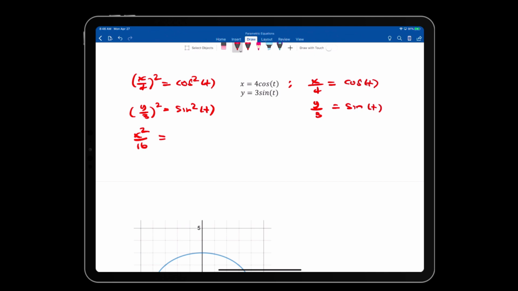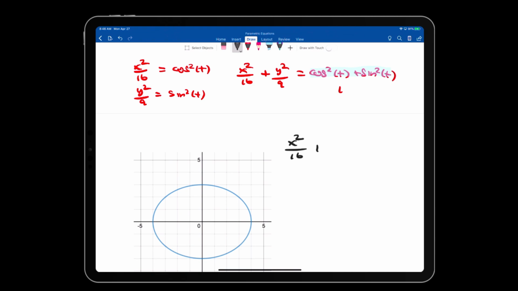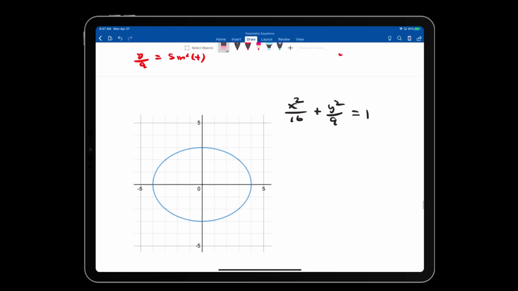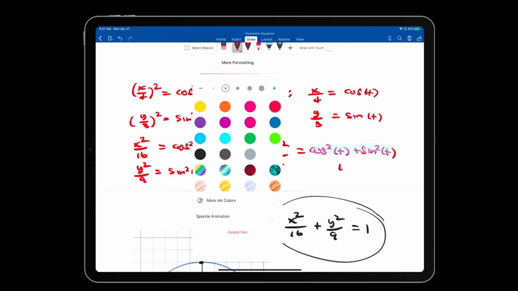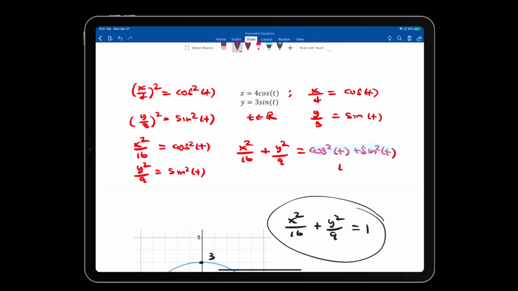You get x squared over 16 will be cosine squared t, and you'll get y squared over 9 is sine squared t. So that when you add these, x squared over 16 plus y squared over 9, you get cosine squared plus sine squared, and you know what identity to use here, and this is 1. So sure enough, we have x squared over 16 plus y squared over 9 is 1. And that means that this point here should be 4, minus 4, 3, negative 3, because this is the equation of an ellipse. And we don't have a value for t, so t is arbitrary. t is any real number. So you don't really have, again, an initial point or a terminal point.